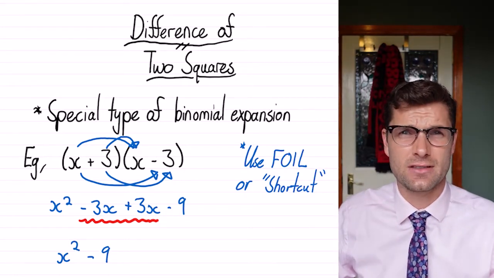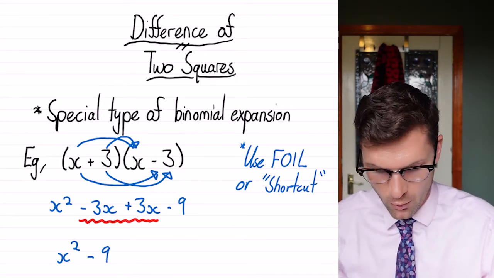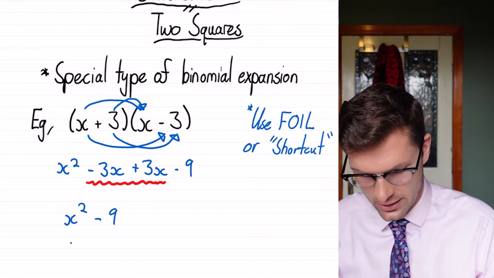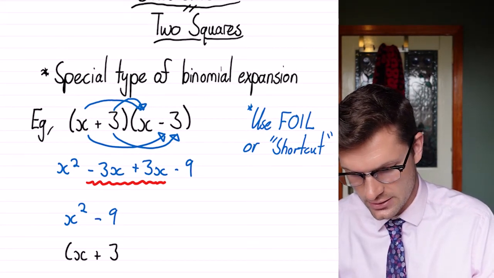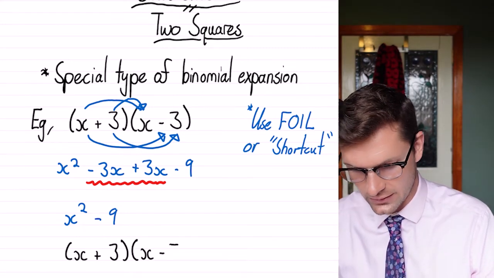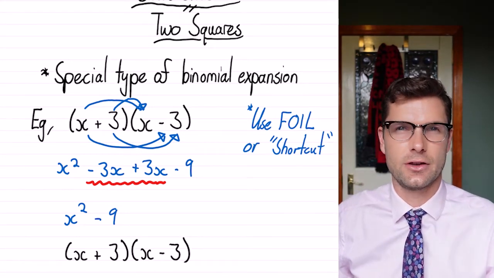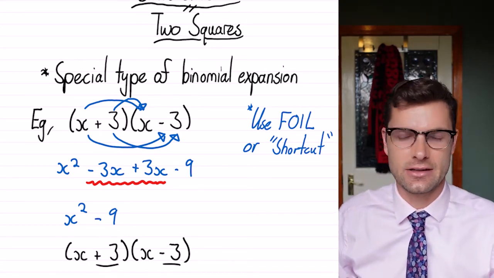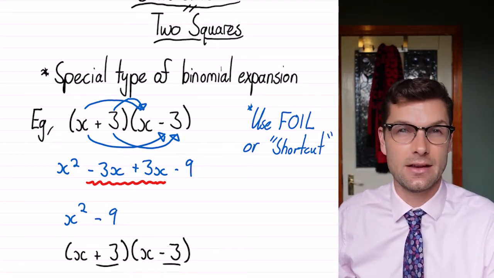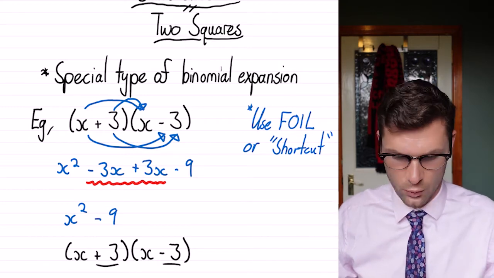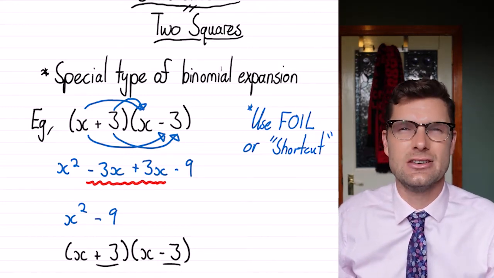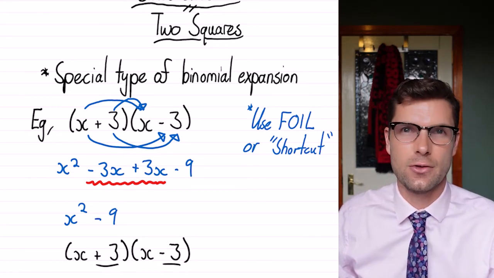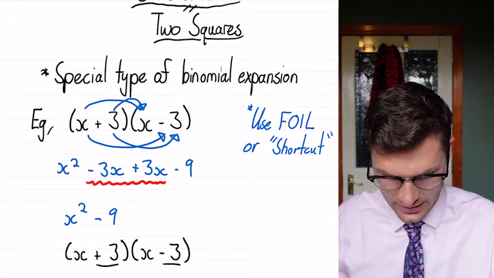If you do prefer using the shortcut, you could have seen straight away that with this, I'll just write it again, with (x + 3)(x - 3), we know that the last number has to be the product of the two numbers. So plus 3 and minus 3 equal that minus 9. And the middle term has to be the addition of these two, which again is 0. So either way you do it, instead of a trinomial, you're only left with two things. We'll see a couple more examples.